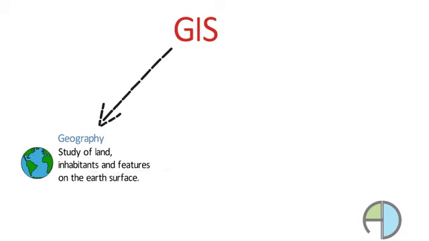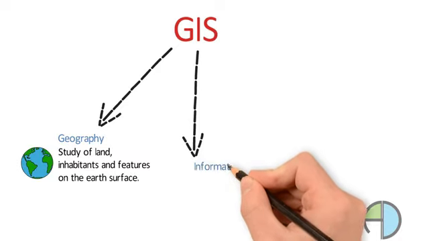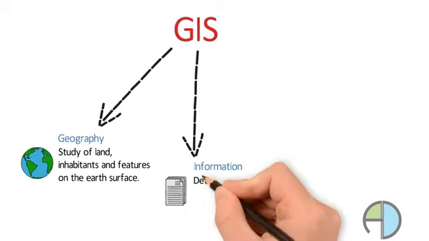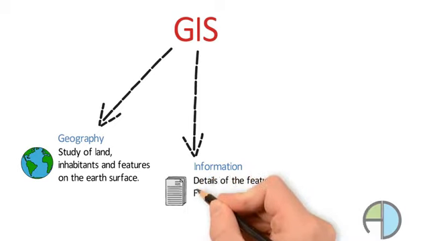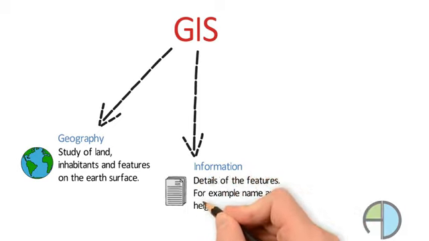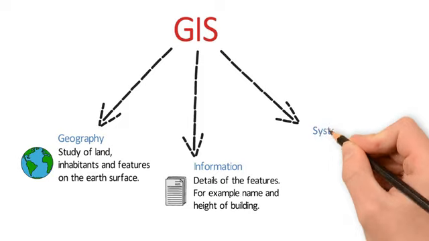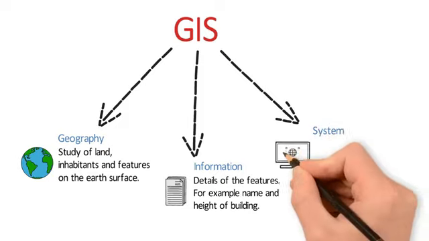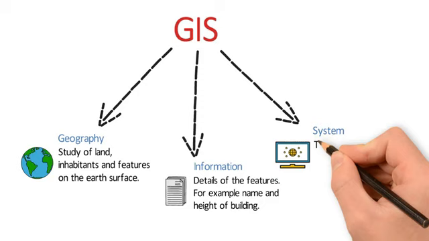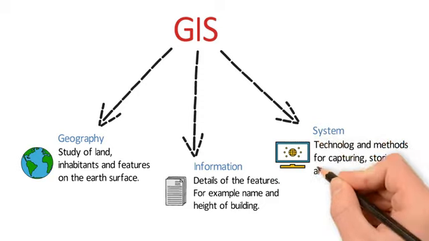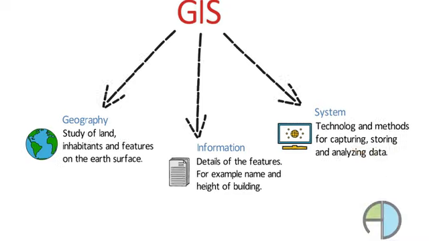I stands for information. Information talks about details of the features on the surface of the earth. For example, name of a building is an information. S stands for system. System is technology and methods that are used to capture objects on the earth's surface and combine it with the information.